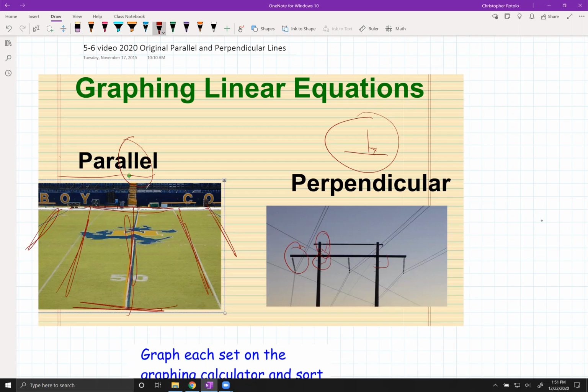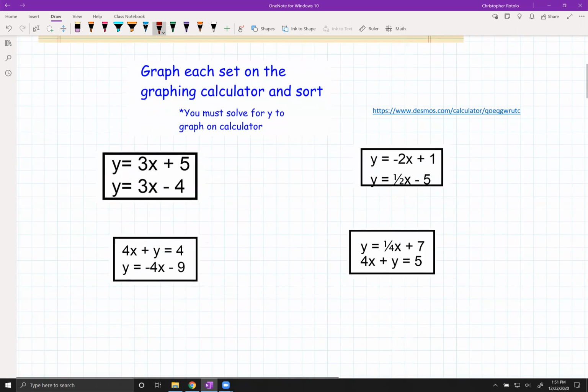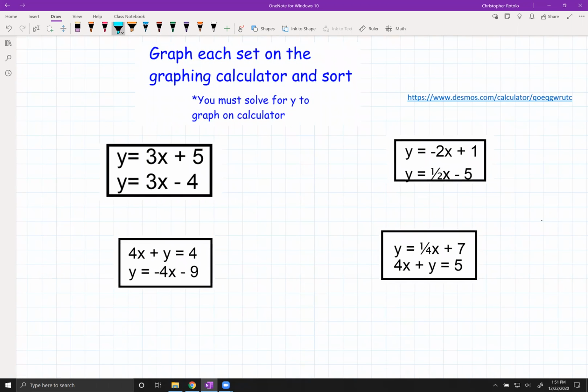So if these lines end up being exactly the same, that's what we're after today: the slopes of line 1 and line 2 must be the same thing. Perpendicular, we're going to come up with that definition here in just a minute, but let's take a look at some of these. If you have a graphing calculator, you want to grab that. We're going to start by focusing in on one set at a time.